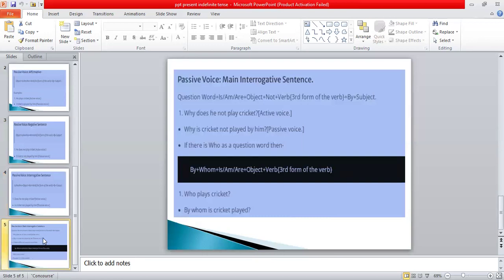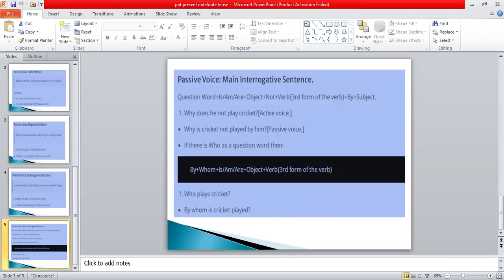Yes, most of the time we see that we have question words in the active sentences like why, where, whose. So this is the structure formula which you are supposed to follow whenever you change an active sentence with WH words into passive voice. The structure formula will be by whom, is, am, are plus object plus third form of the verb. Who plays cricket? By whom is cricket played? So this is how you can change an active voice into passive voice in the case of WH words or question words.